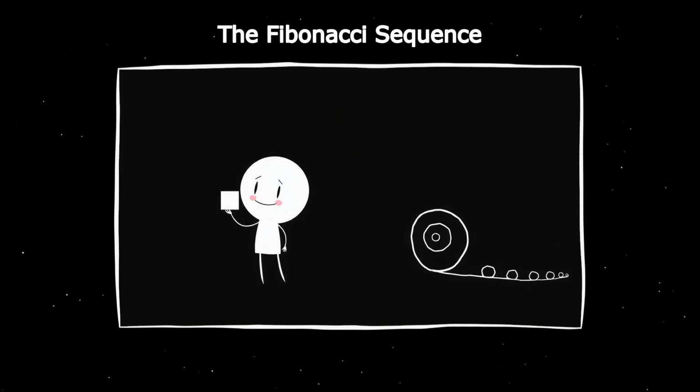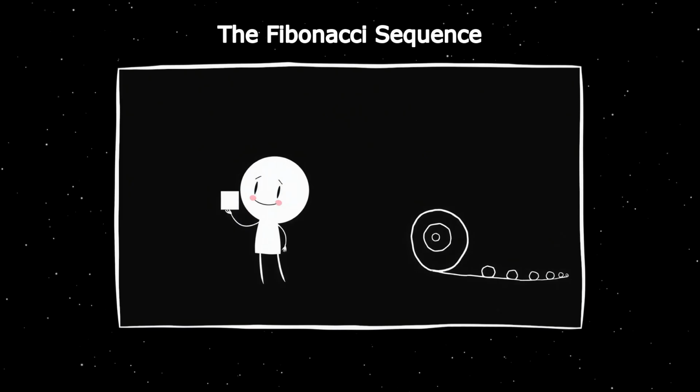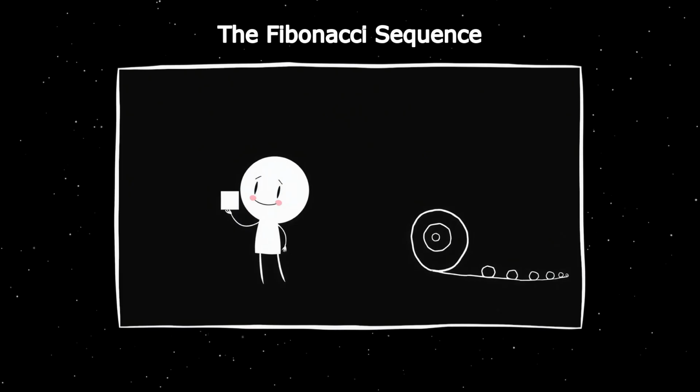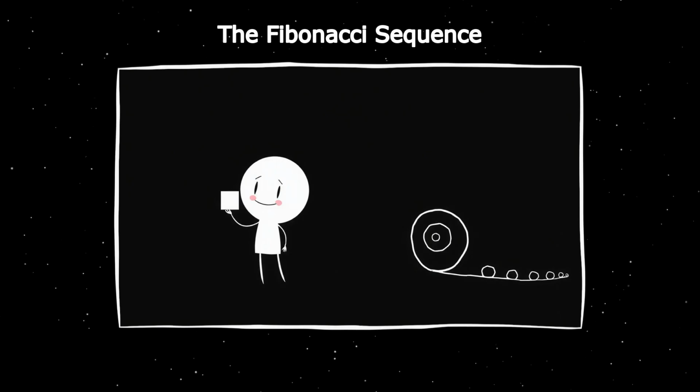The Fibonacci sequence is one of the most fascinating mathematical patterns found in nature, art, and architecture. This sequence starts with the numbers 0 and 1. Each subsequent number in this series is generated by adding the two previous numbers.